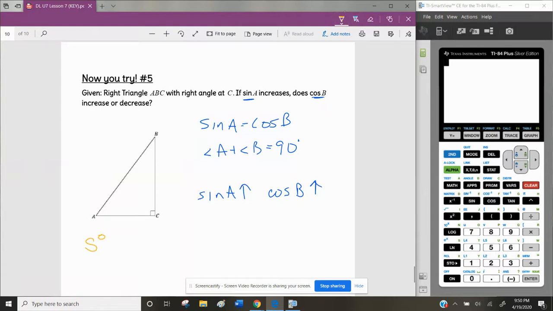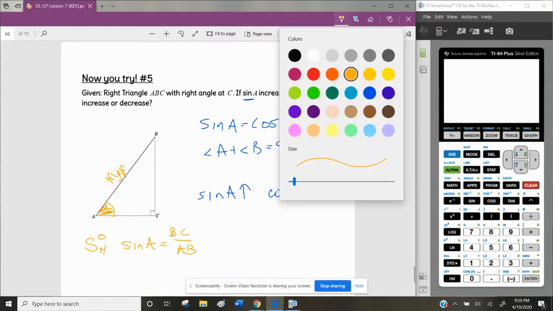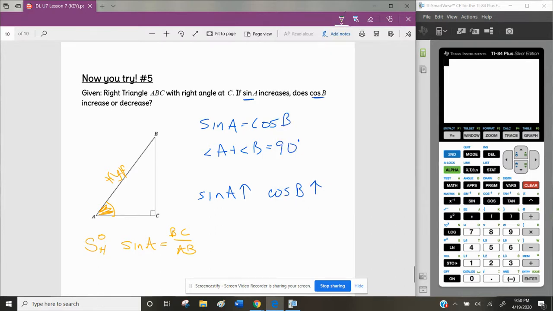So sine of angle A will be the opposite over the hypotenuse. Now in terms of angle A as being my reference angle, the opposite is BC, and the hypotenuse, which doesn't change regardless of the reference angle, would be AB. Okay, so I have that one. So now let's look at cosine. Okay, cosine of angle B.